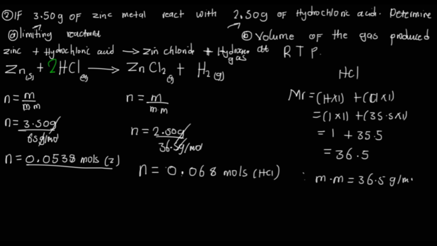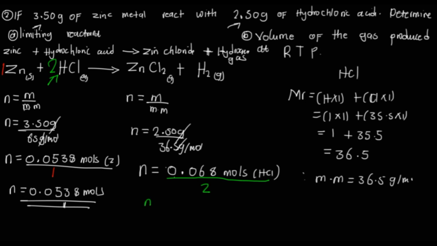Now upon reaching here, we need to divide the number of moles of each reactant by its mole ratio. So from the zinc we can see that we have 1, so we are going to divide by 1, and anything divided by 1 is equal to the same thing. So here we have 0.0538 moles of zinc. Then here we are going to divide by 2, since the mole ratio here is 2. So now let's do the mathematics. This number divided by 2 is equal to 0.0342.